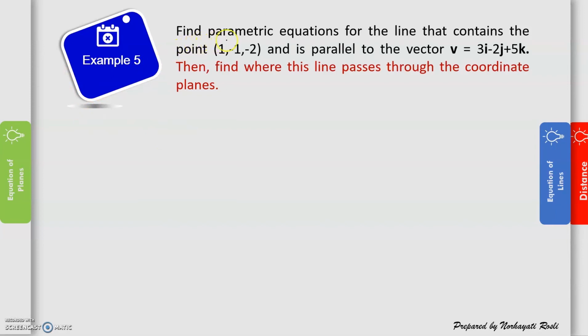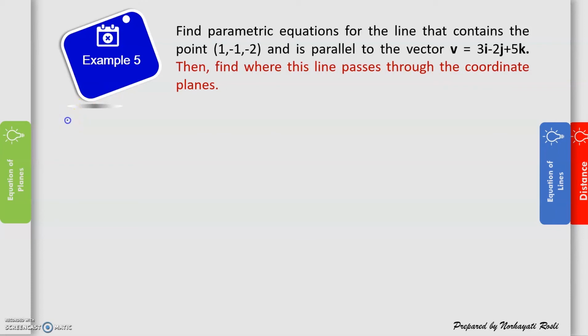Now we go to example 5. The question asks us to find the parametric equation for the line that contains the point (1, negative 1, negative 2) and is parallel to the vector v = 3i minus 2j plus 5k. And then we have to find where this line passes through the coordinate planes.